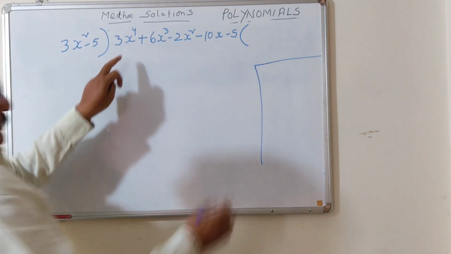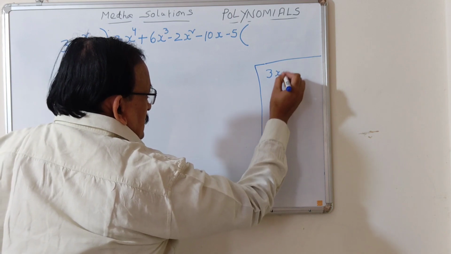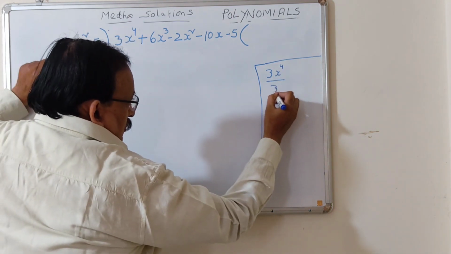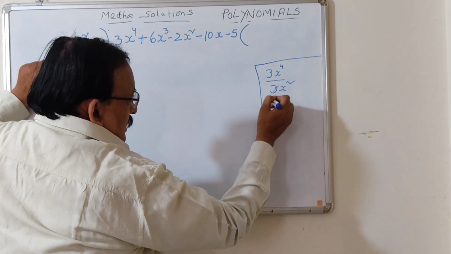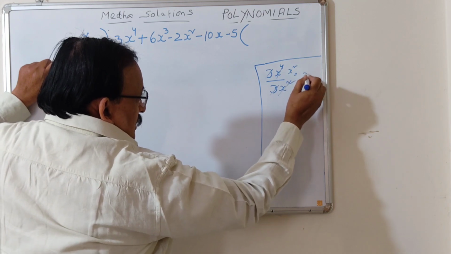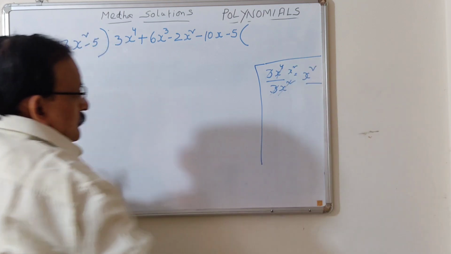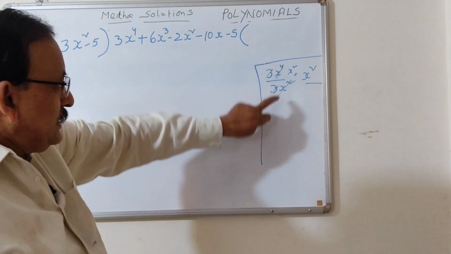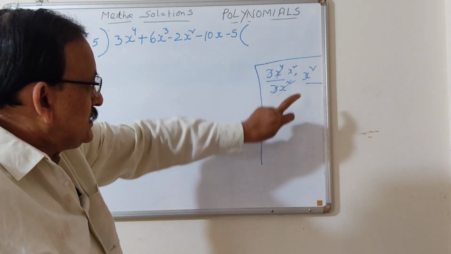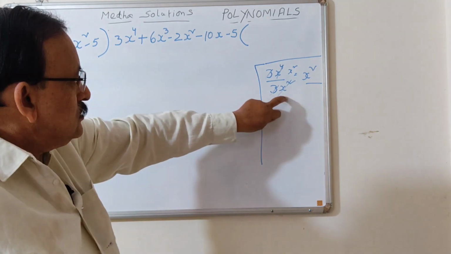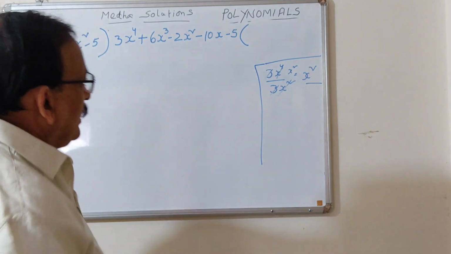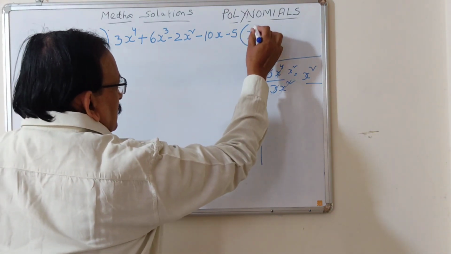See, write this first term 3x square. We have to get the quotient. This 3 and 3 cancel. From x power 4 we will get x square. So finally the quotient is equal to x square. 3x power 4 by 3x square is equal to x power 4, which means x into x into x into x. x square means x into x. So x into x and x into x cancel. Finally you will get a quotient of x square. Write that quotient here, x square.